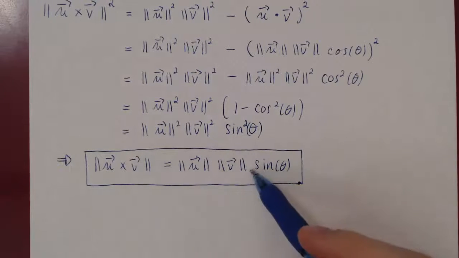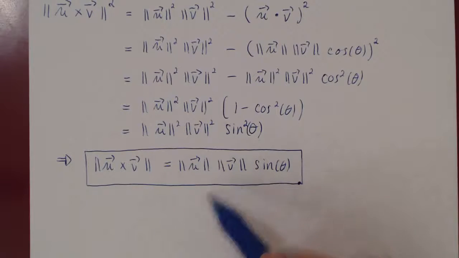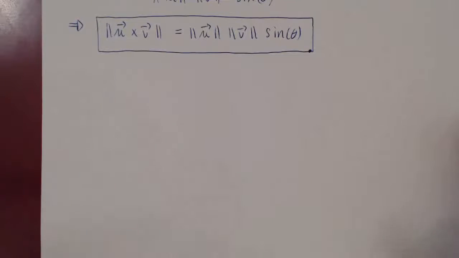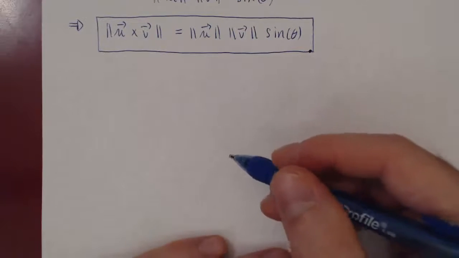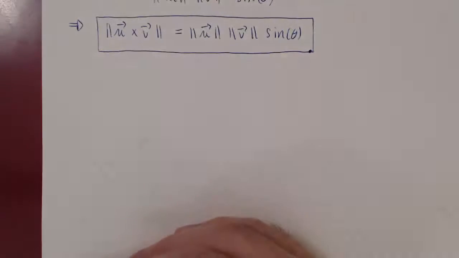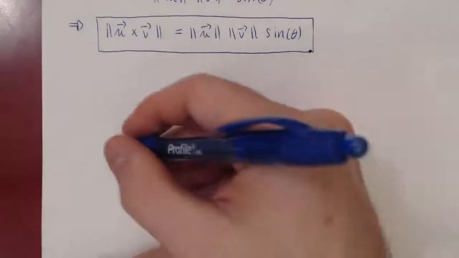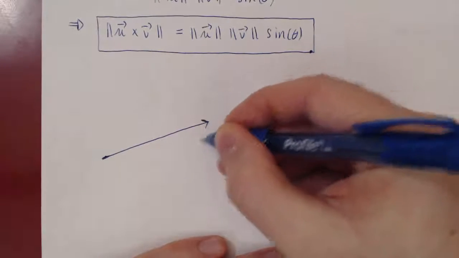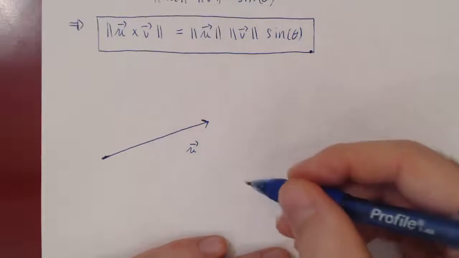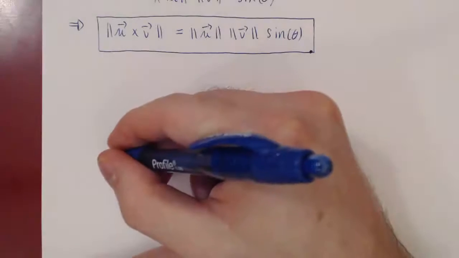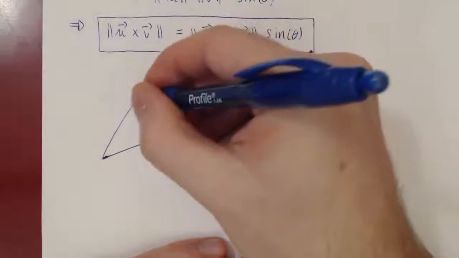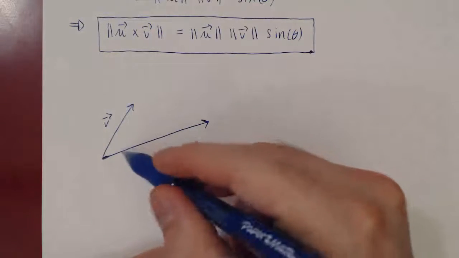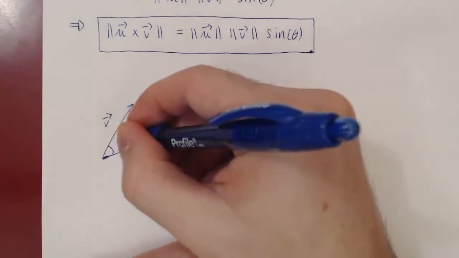With this equality, we can now tackle problems of area. So here's the first problem. Suppose we have two vectors in R3, and we position their initial points on the same point in space. So suppose that vector u looks like this, and suppose that vector v looks like this. Naturally, we have the angle between u and v, given by, say, theta.